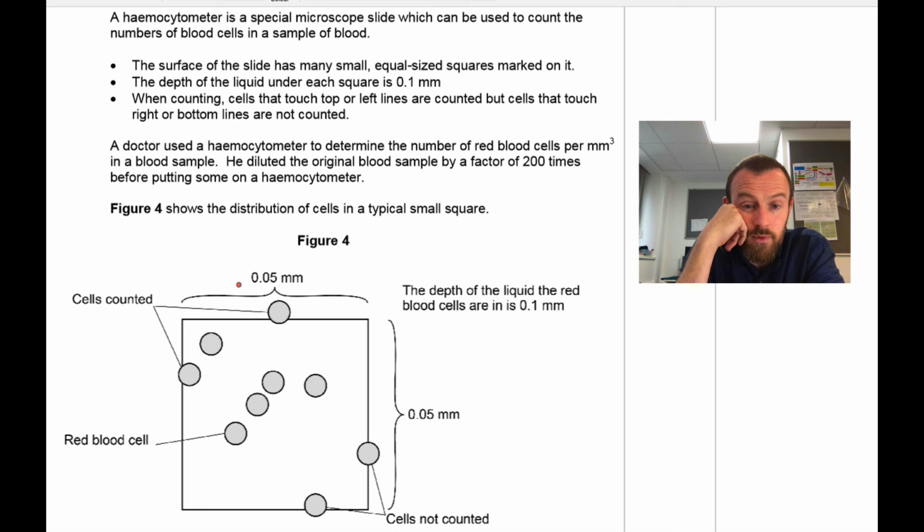Okay, anyway. The surface of the slide has many small equal-sized squares marked on it. The depth of the liquid under each square is 0.1 millimeters. When counting, cells that touch the top or left lines are counted, but cells that touch the right or bottom lines are not counted. A doctor used a hemocytometer to determine the number of red blood cells per millimeter cubed in a blood sample. He diluted the original blood sample by a factor of 200 times before putting it on a hemocytometer.